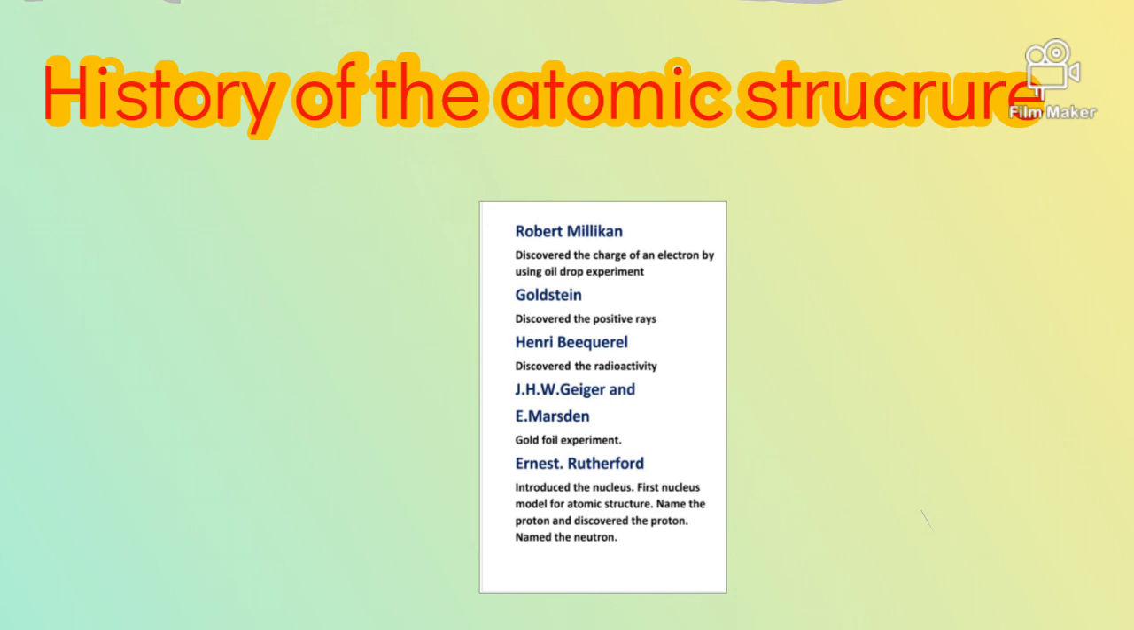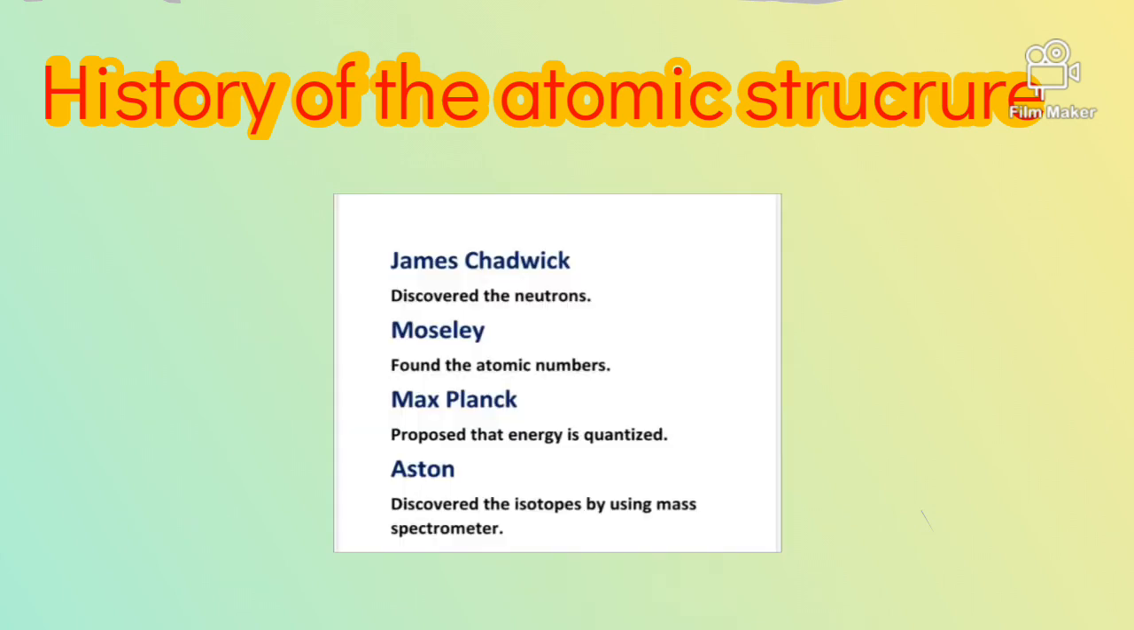Ernest Rutherford introduced the nucleus. Actually, he is the first person to introduce the nucleus model for atomic structure. He named the protons and he discovered the proton physically. He also named the neutrons. James Chadwick discovered the neutrons. Moseley found the atomic numbers.